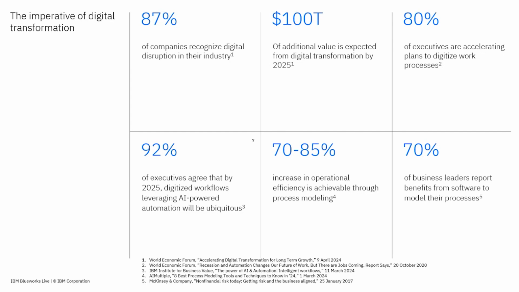The idea here is that organizations realize they're going to have to do things digitally. It's a digital disruption. We all know this, right? It started during the COVID era, but now it's all been a kind of hyper automation and hyper speed of things because of some of the AI capabilities and API capabilities built into products. So you're going to see here that 92% of executives agree that by 2025, digitized workflows leveraging AI are going to be the norm. 70 to 85% operational increase through process modeling, right?